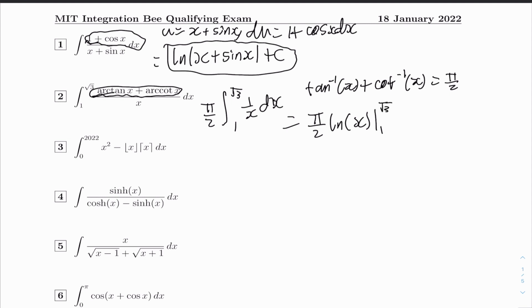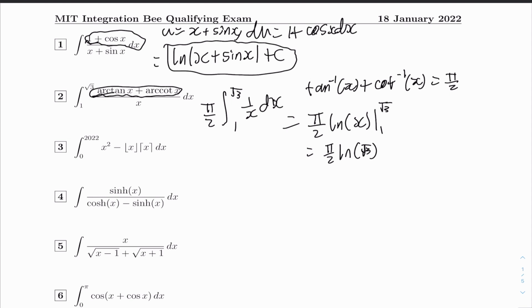Now, we'll notice that the natural log of 1 is 0, because e to the 0 is 1. So therefore, we can ignore that term, and all we need to do is plug in root 3. And we get pi over 2 times the natural log of root 3. And we don't need the absolute value because, of course, we're with positive numbers.